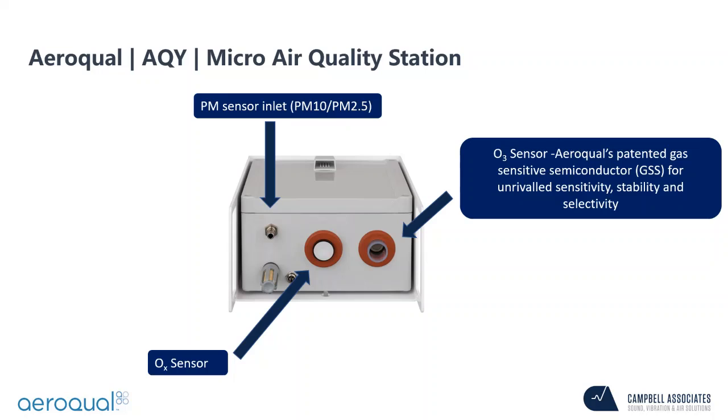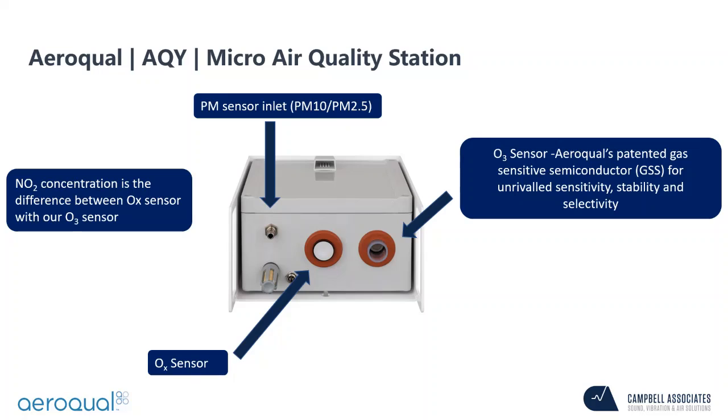And why is it important to have the ozone sensor here? Because to measure NO2, we use an electrochemical sensor. Electrochemical sensors are cross-sensitive to ozone. So that's why we call this the OX sensor, because actually the OX sensor is measuring ozone and NO2. That's why it's important to have a dedicated sensor for ozone measurements, because then the difference between the two data will be the concentration of NO2. This ensures that we will have good quality data for NO2.